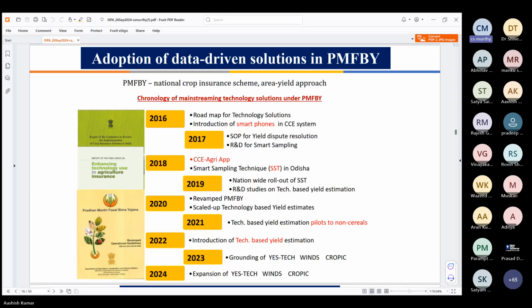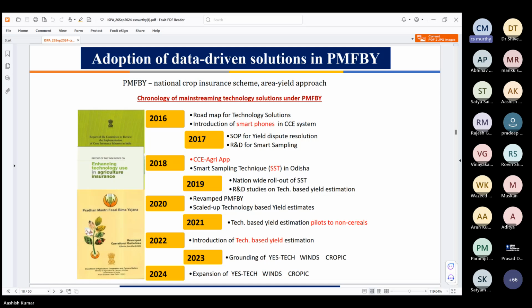Now we take the case of PMFBY, the risk transfer mechanism, the Pradhan Mantri Fasal Bima Yojana, which is a national crop insurance scheme following the area yield approach. I can say that this is one area where technology solutions are being mainstreamed in a very systematic manner. Gradually, technology interventions are being brought into the PMFBY fold. This is a very interesting example for India.